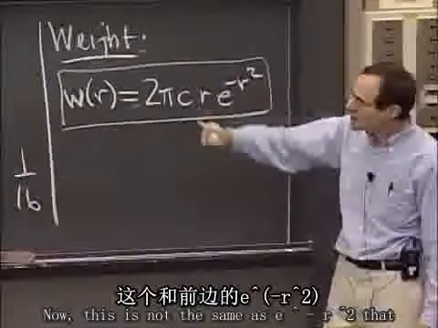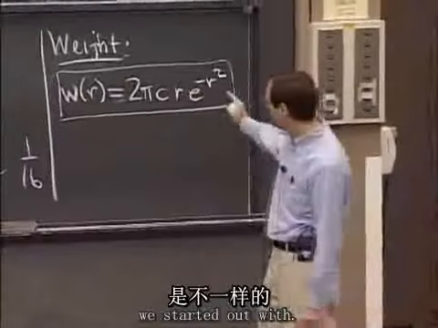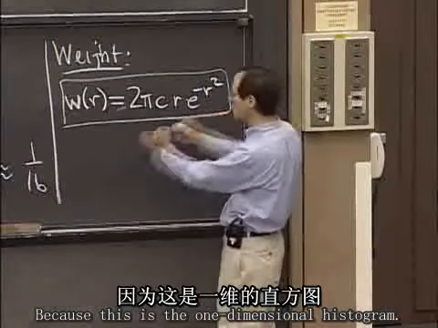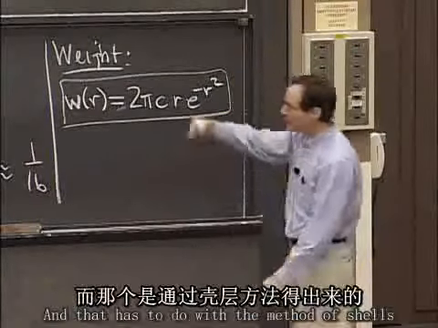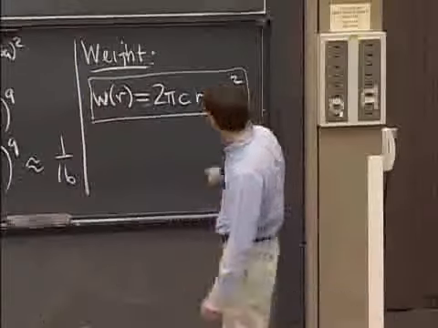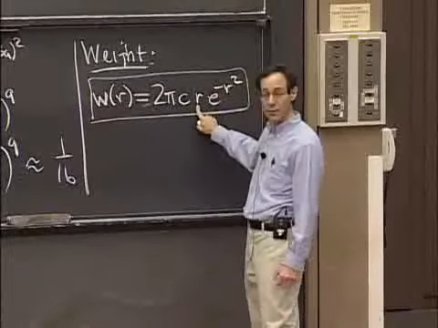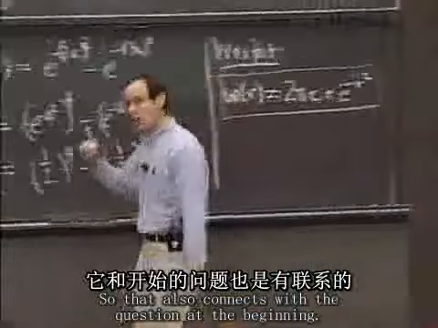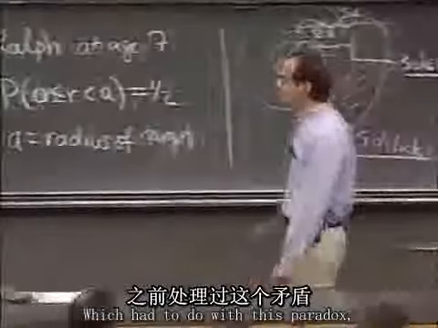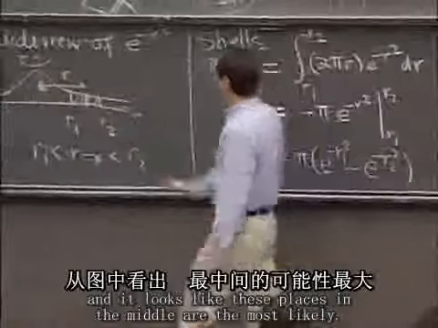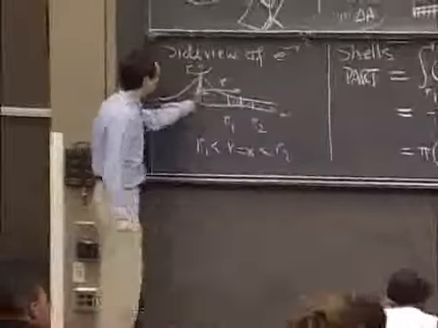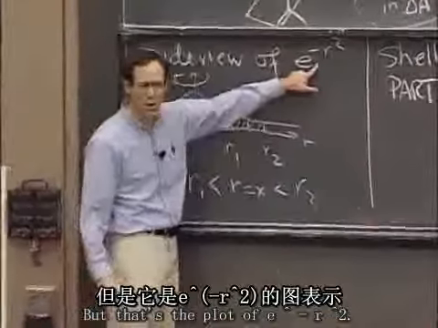Now, this is not the same as the e to the minus r squared that we started out with, because this is the one-dimensional histogram, and that has to do with the method of shells that gave us that extra factor of r here. So that also connects with the question at the beginning, which had to do with this paradox that it looks like these places in the middle are the most likely. But that's the plot of e to the minus r squared.